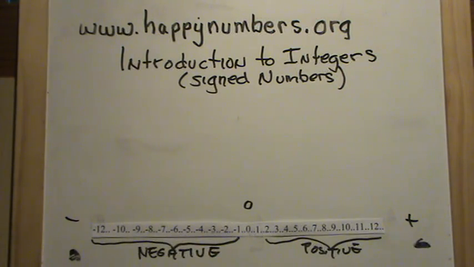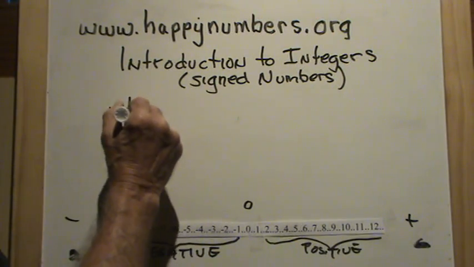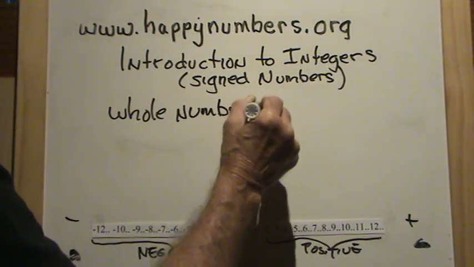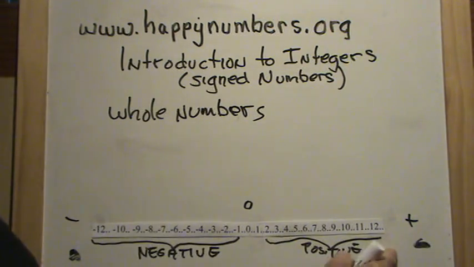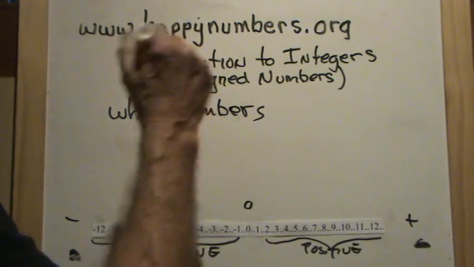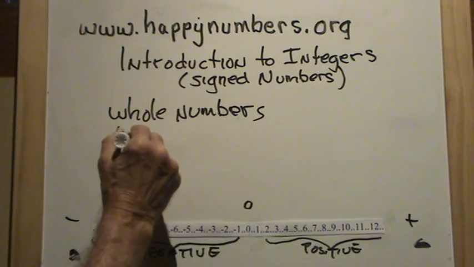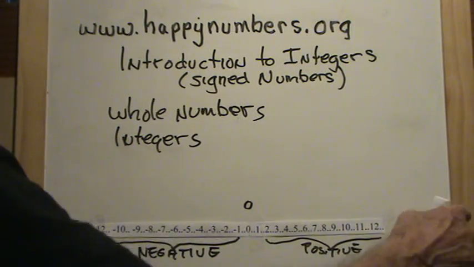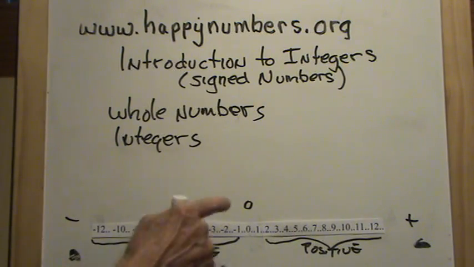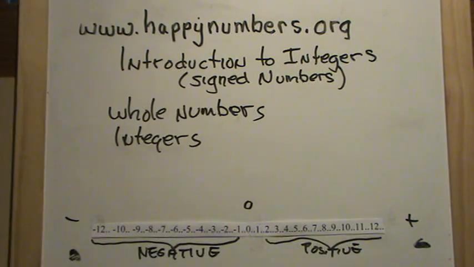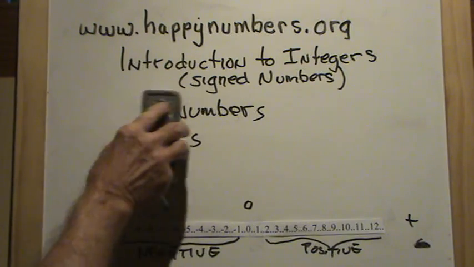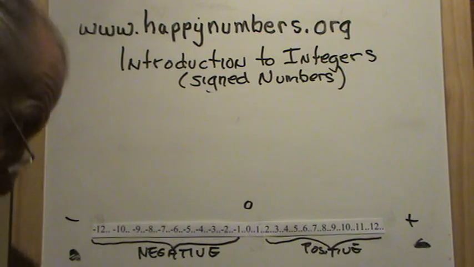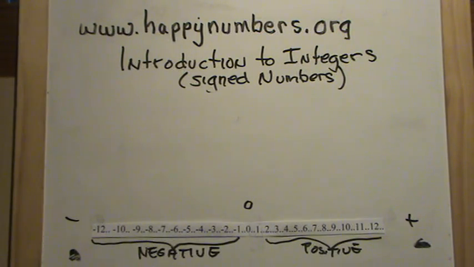So when we say whole numbers in mathematics, or we just use the term numbers, we're just talking about the positive numbers. But when we use the term integers, we're talking about all of the positive numbers and all of the negative numbers and 0. So we're going to be learning how to do mathematical operations with integers, all of the positive and negative numbers. And there are many examples of integers.